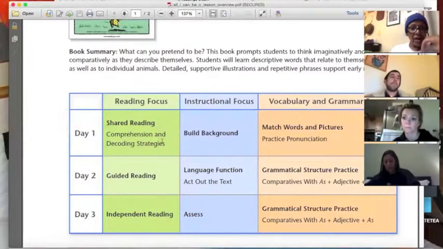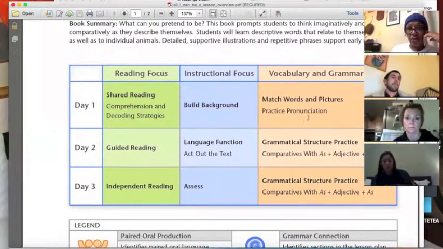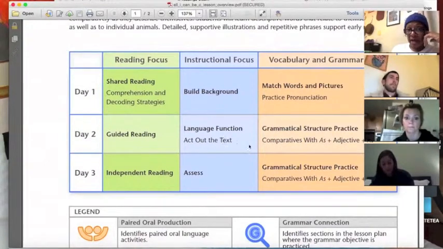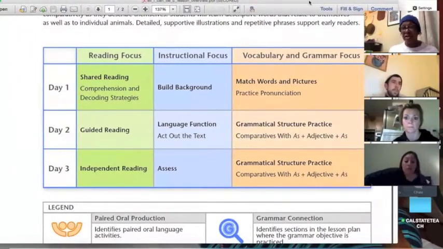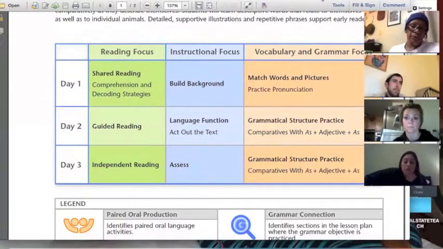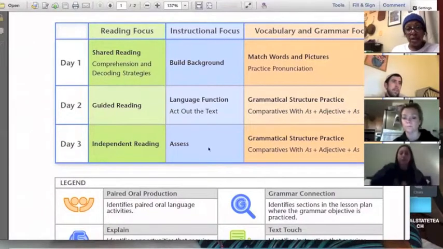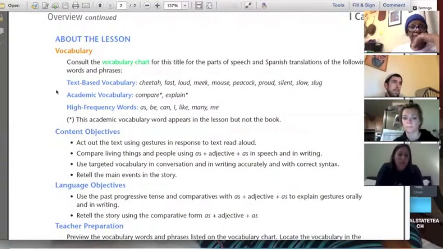So here you have comprehension and decoding in day 1. You're going to build background and they're going to match words and pictures. They're going to do guided reading on day 2. They're going to act out the text, comparatives with as plus adjective plus as. So as beautiful as. Blank as. Like similes or something. And then they're going to do independent reading, assess, and then they're going to have grammatical structures. So this just tells you the kinds of things you're going to do and the overview of the lesson.